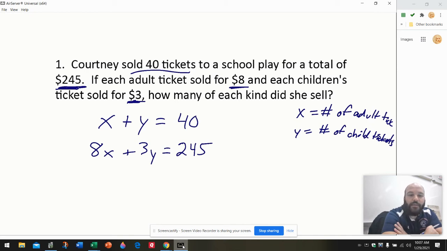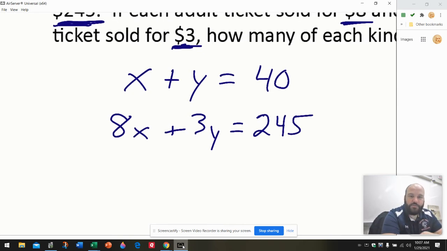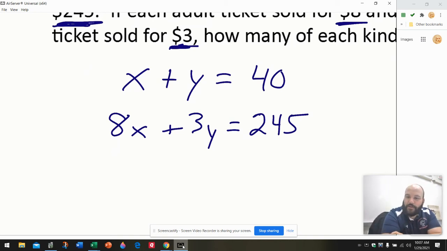I think for this particular problem, since both of the equations are in standard form, I am going to use elimination. What elimination requires you to do is to get two of the variables to be the same number. So that's what I'm going to do.